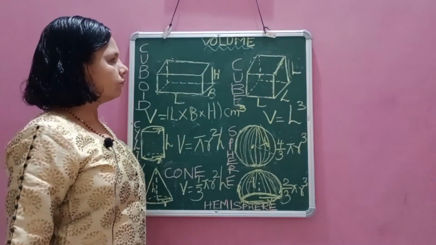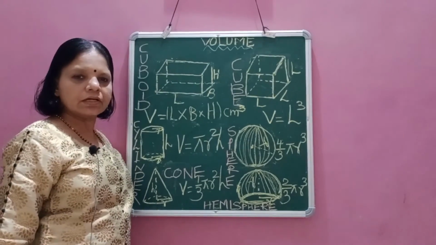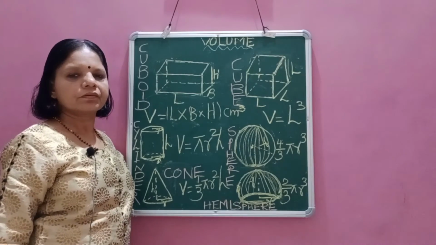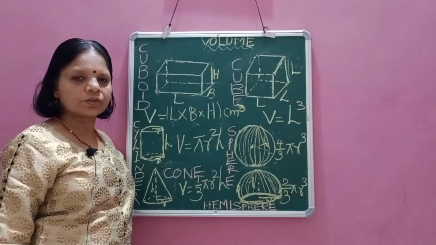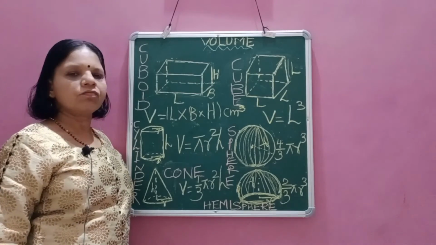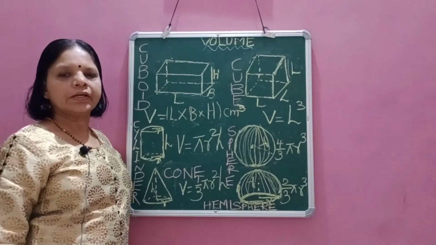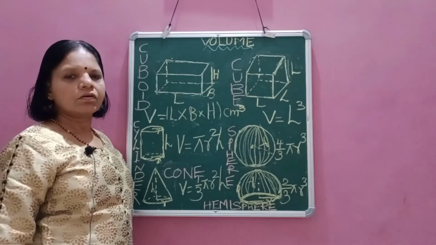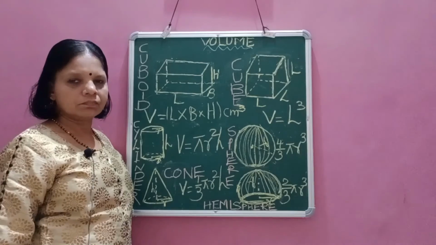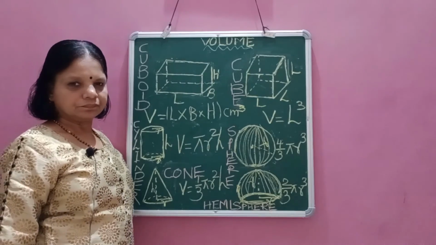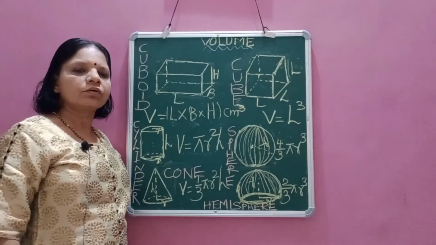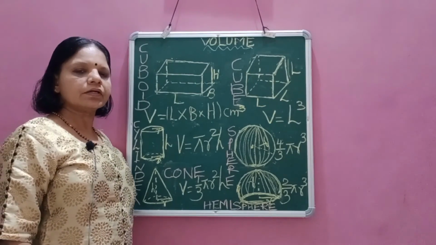Clear? So volume is three-dimensional and it is nothing but the measure of the space occupied by the object, and the unit of volume is cubic centimeter or cubic meter or cubic kilometer, etc. That is all about volume I want to explain today.